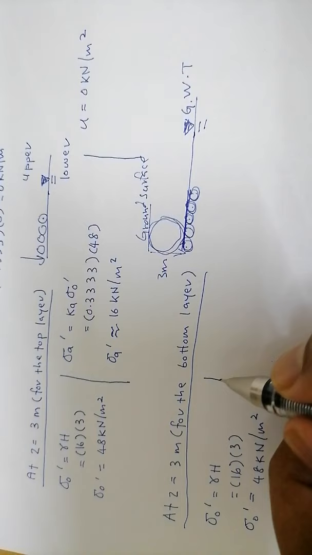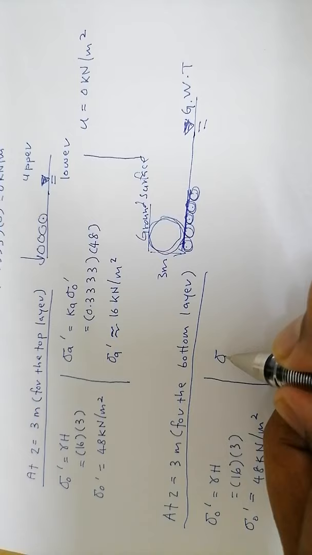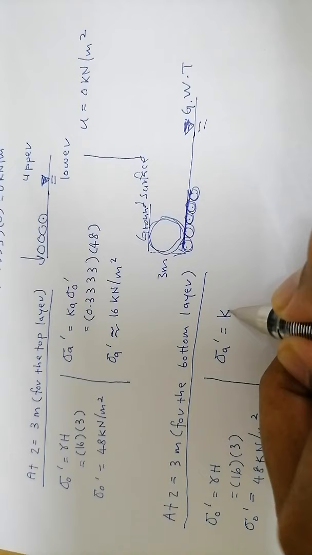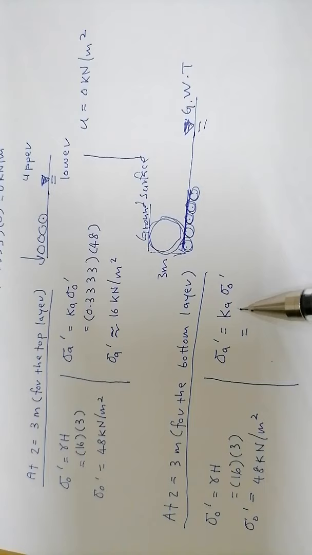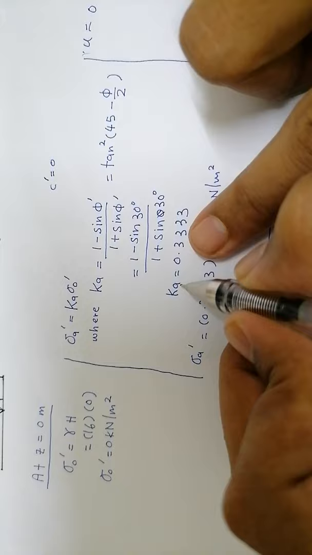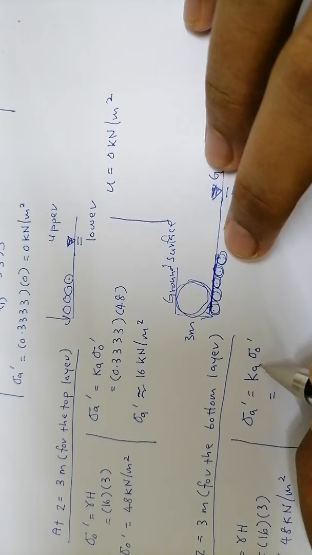And then now we'll do the same for the Rankine active earth pressure, so this is Ka times vertical effective stress. So now guys, which Ka are we interested in? To avoid getting you confused, I'm going to name this. Remember we calculated the first Ka, so I'm going to name this Ka1, and this one is Ka2.